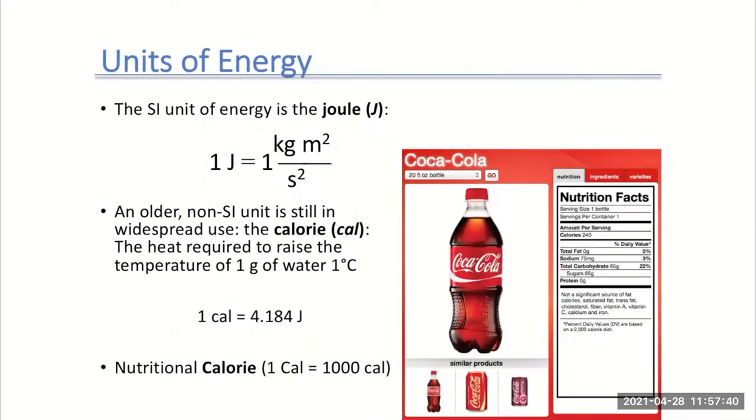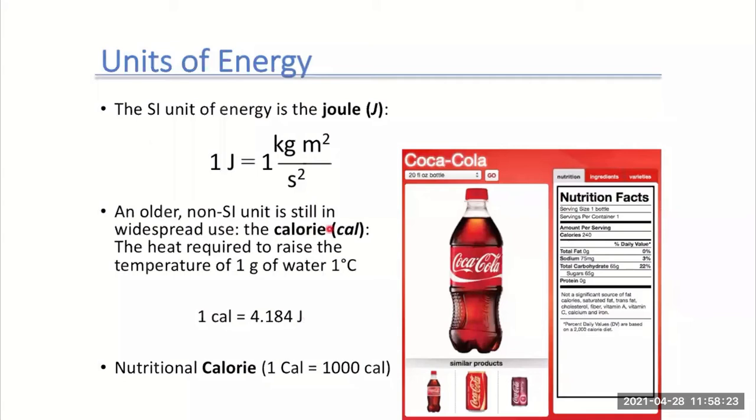Looking at our units of energy in chemistry, we really care about the joule, capital J. That's the SI standard unit for energy. 1 joule equals 1 kilogram times meter squared divided by second squared, or we can just say a joule. An older non-SI unit that we still use a lot is called a calorie. The calorie is defined by the heat required to raise 1 gram of water 1 degree Celsius. 1 calorie equals 4.184 joules.